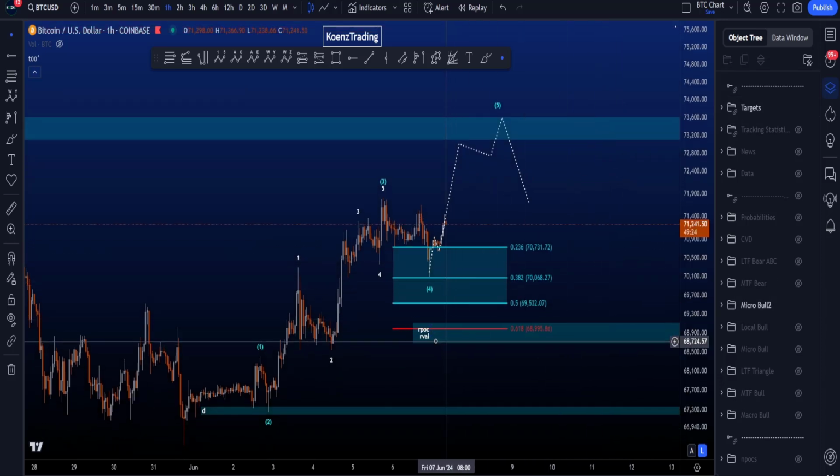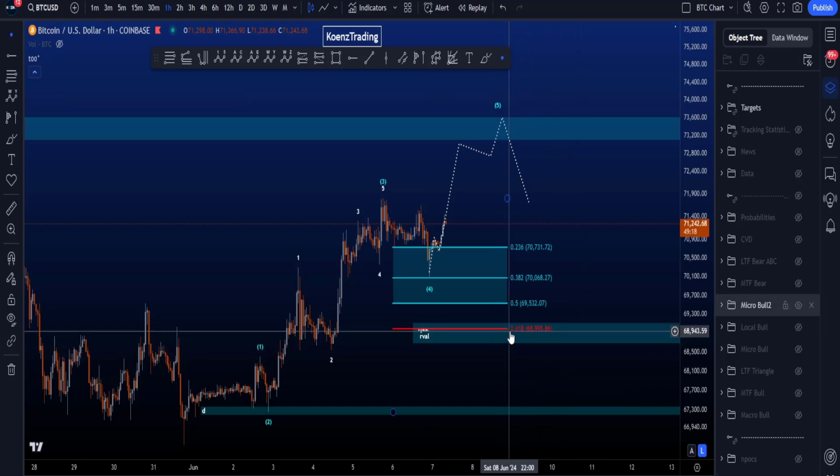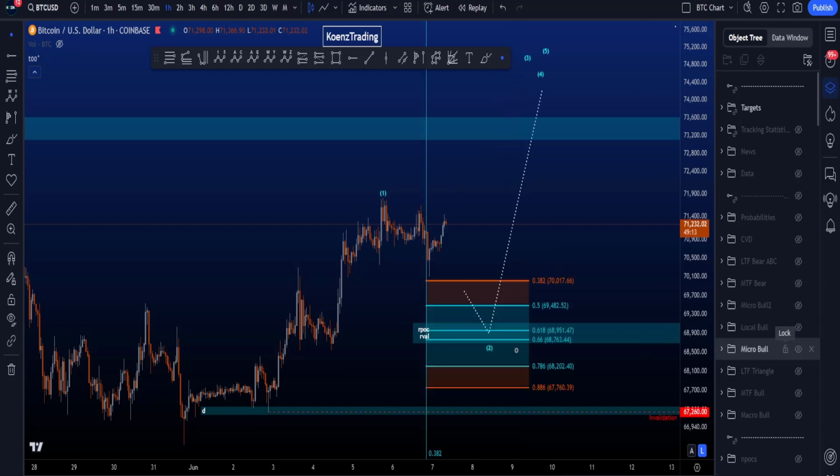The closest box of support is the blue box here between 68.6k and 69.1k, which, as you can see, is on top of the 618 and is not really relevant for this scenario, but is relevant for this wave 1, 2, as the golden pocket for wave 2 is in confluence with the blue box.